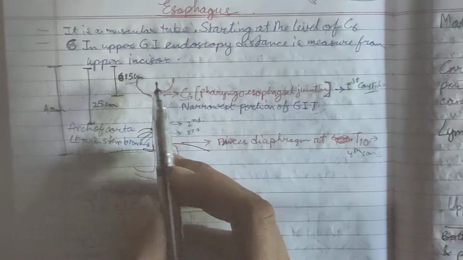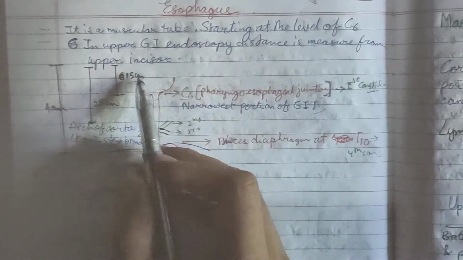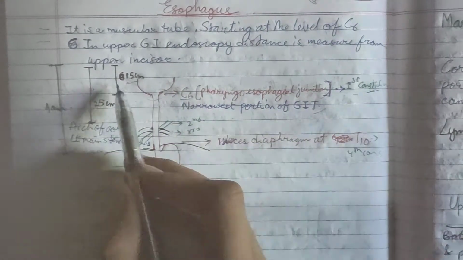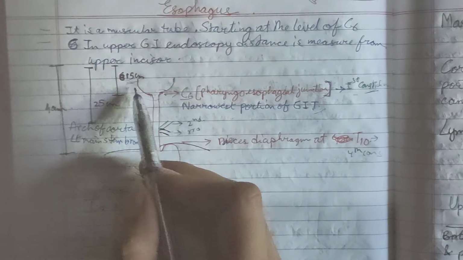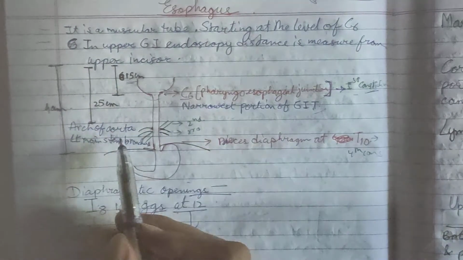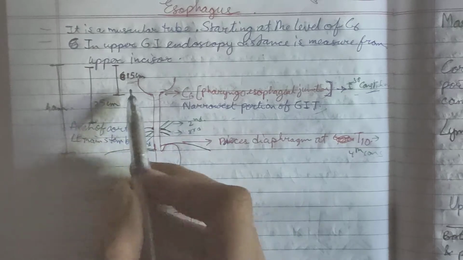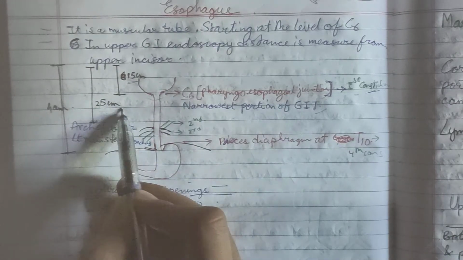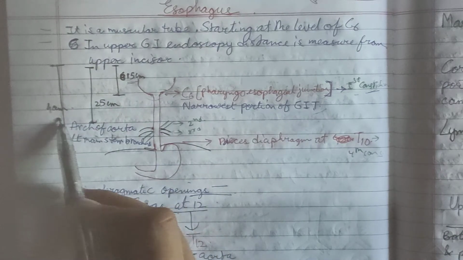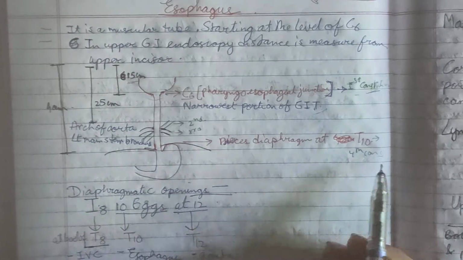The distance between the upper incisor and the first constriction is 15 cm, the distance between the upper incisor and the second constriction is 25 cm, and 40 cm for the fourth constriction.